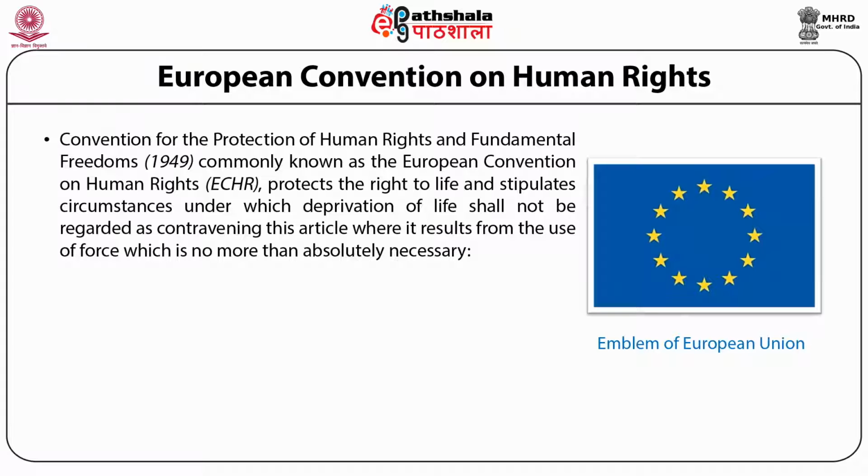Now, what are the circumstances under which the right to life can be derogated? There can be a derogation from the right to life. One of those circumstances is the defense of any person from unlawful violence. Essentially, the right to life may be derogated from in situations where an individual comes to the aid of another, what we call the right to private defense in India, or self-defense as it's more commonly known.